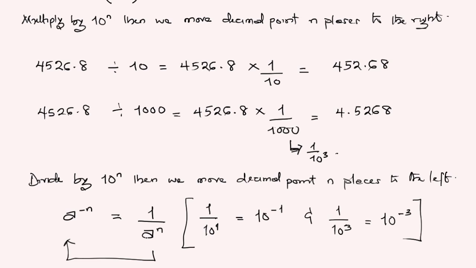So 1 over 10 raised to the power 1 is equal to 10 raised to the power minus 1, as in this case. And in this case, a is 10 and n is 3. So 1 over 10 raised to the power 3 is equal to 10 raised to the power minus 3. I hope that's clear.